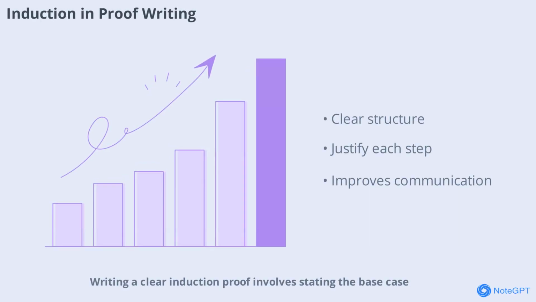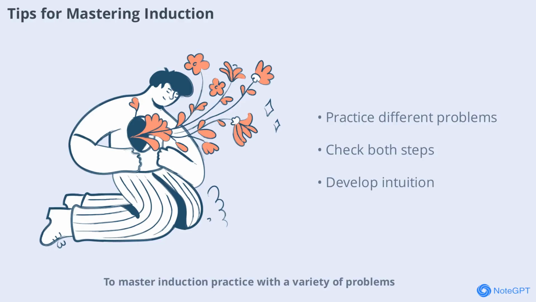Writing a clear induction proof involves stating the base case, the inductive hypothesis, and the inductive step explicitly. Each part should be justified and logically connected. Practicing this structure will improve your proofwriting skills and mathematical communication. To master induction, practice with a variety of problems. Start with simple sequences, then move to more complex statements. Always check both the base case and inductive step carefully. Over time, you'll develop intuition for when and how to use induction effectively.